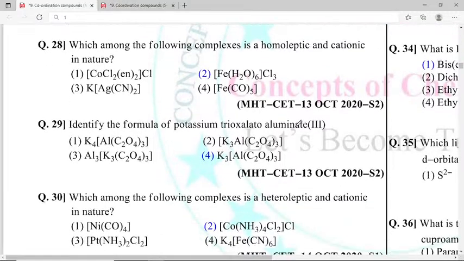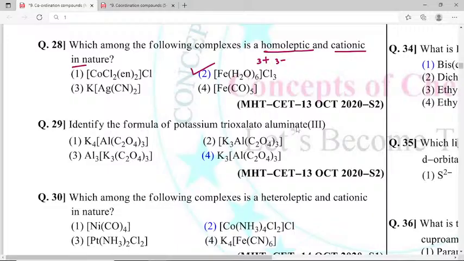Which among the following complexes is homoleptic and cationic in nature? Homoleptic stands for the same type of ligands and a cationic complex is there. So option number second is correct. So it has a 3 plus charge. So this is Cl has a 3 minus. Okay, so this is cationic and homoleptic.